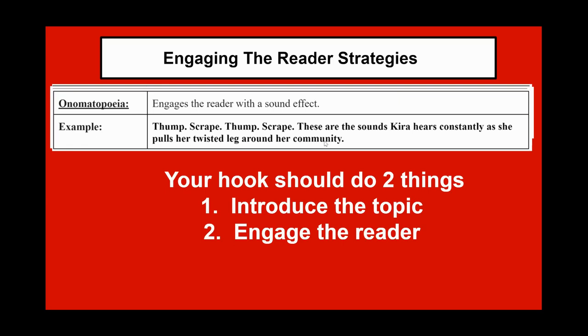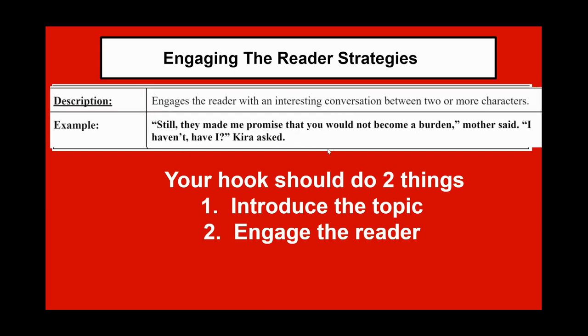And then we have onomatopoeia, which engages the reader with a sound effect. Again, don't just do the sound effect, explain what it is. So I did, "Thump, scrape, thump, scrape. These are the sounds Kira hears constantly as she pulls her twisted leg around her community."